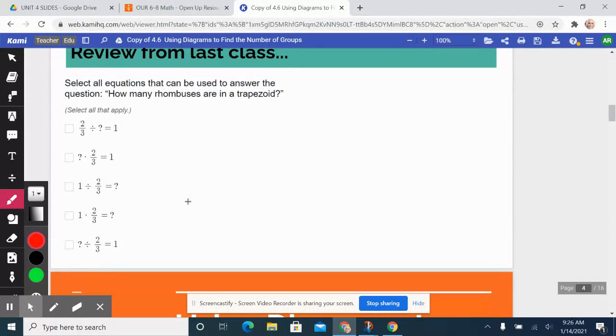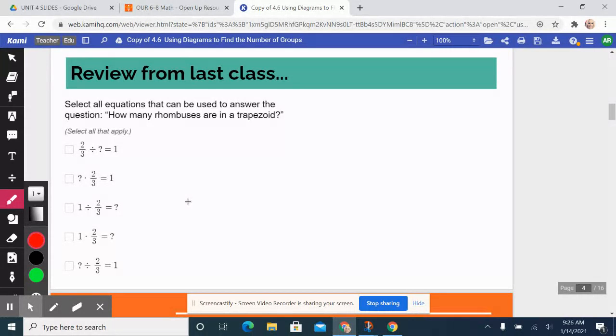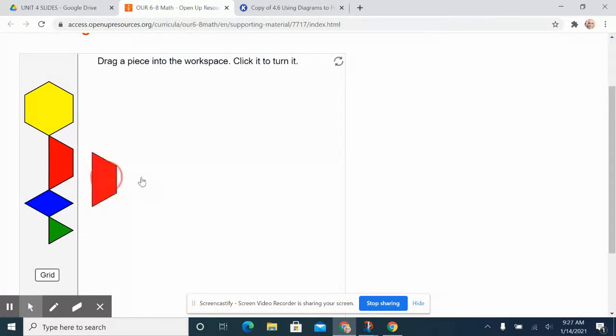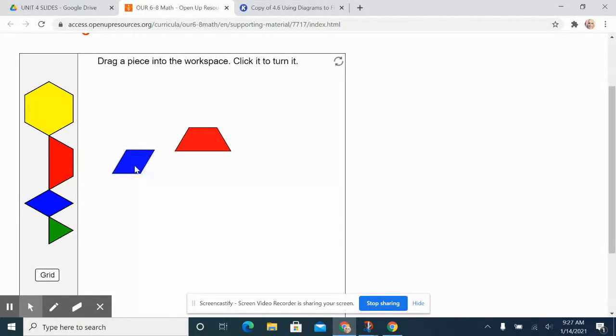And then this is just one that I wanted to go over. So select all equations that can be used to answer the question, how many rhombuses are in a trapezoid? Okay, so here's the whole, the trapezoid, right? And I want to know how many of these guys can fit in it.